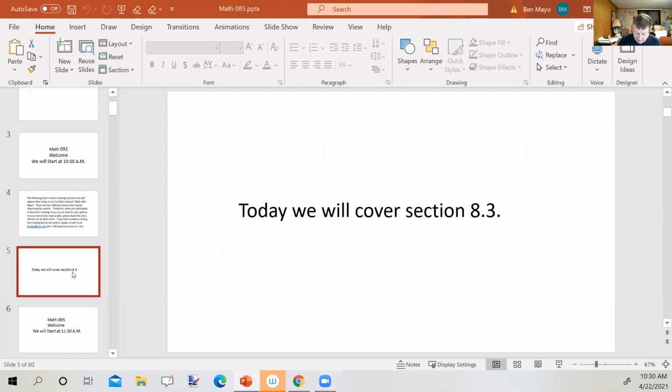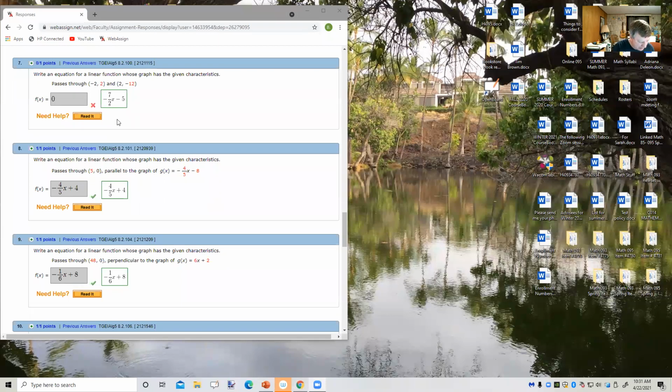All right, so today, eventually we're going to go on and cover section 8.3. But first, I had a question that came to me by email, so we'll take a look at that. This is problem number 7 from section 8.2, part 2. It says, write an equation for a linear function whose graph has the given characteristics. It passes through the points (-2, 2) and (2, -12).